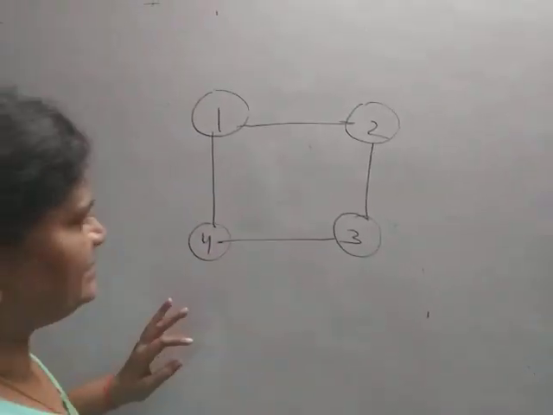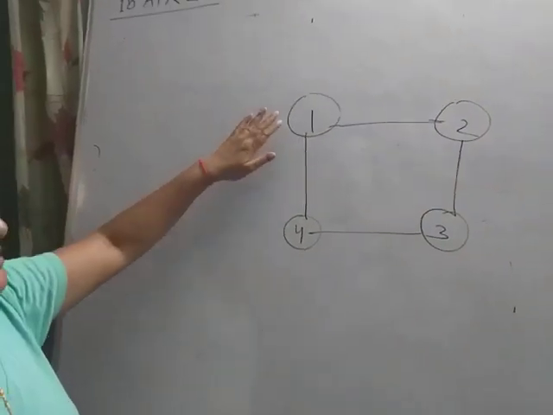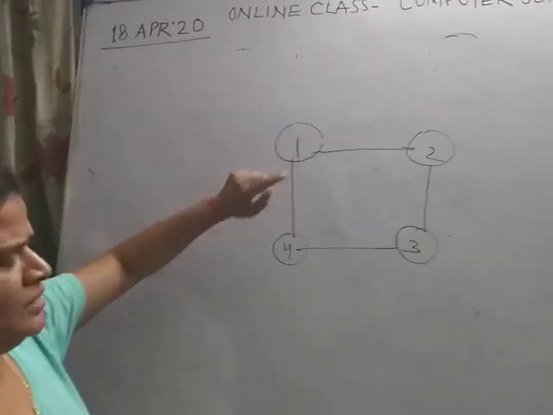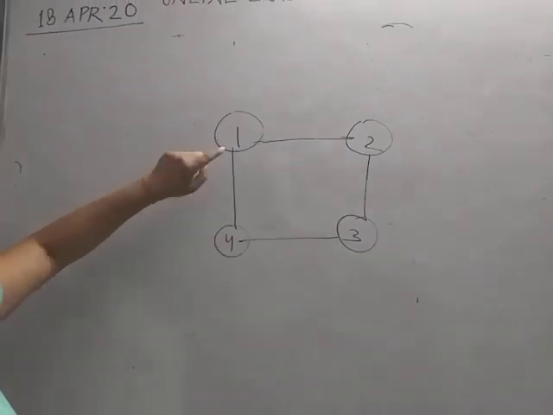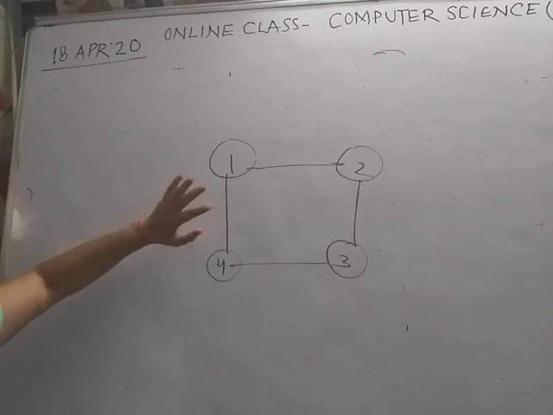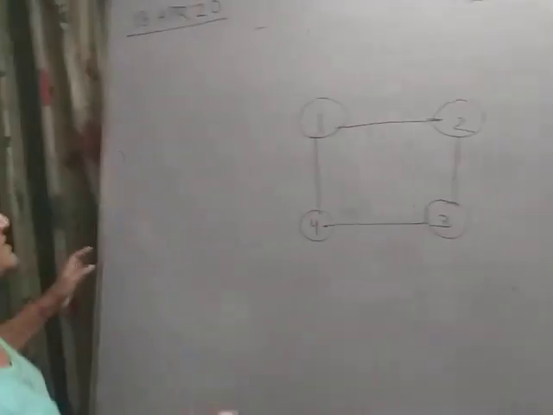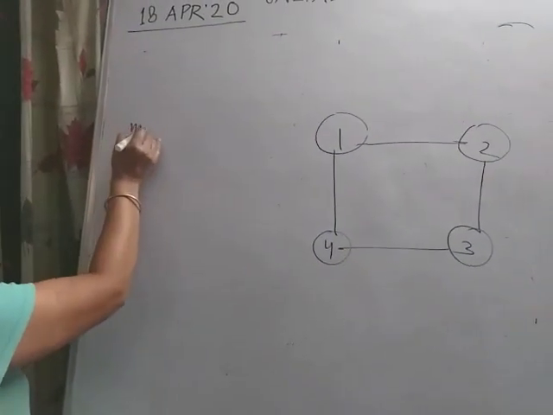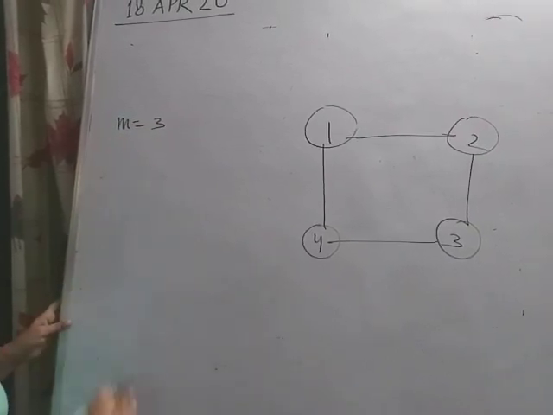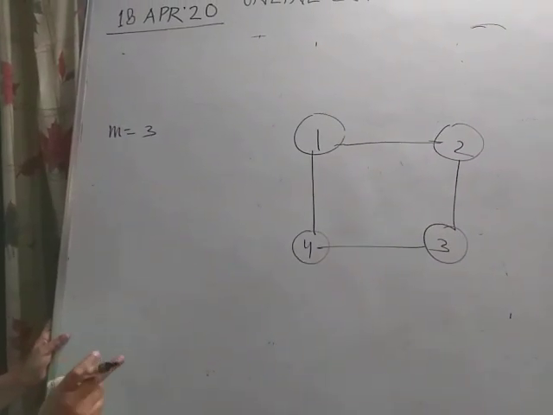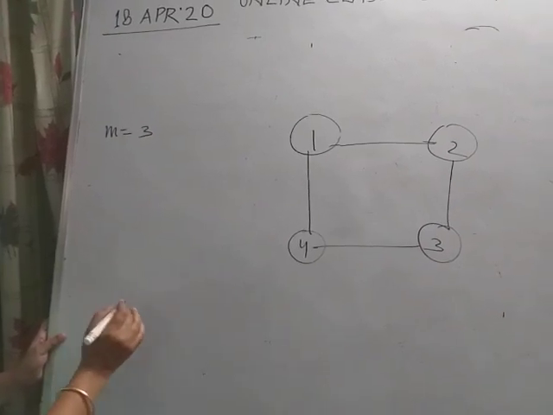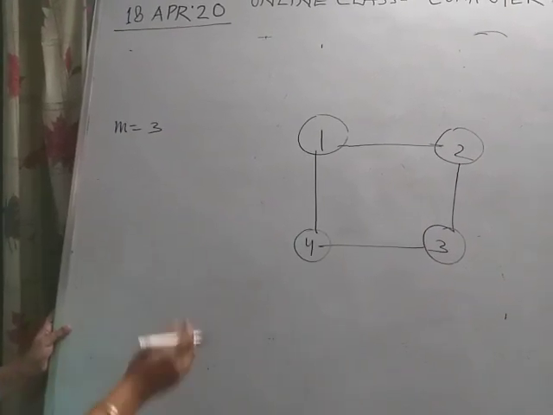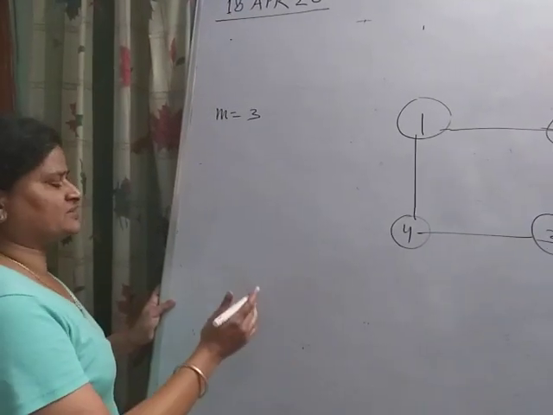Now we start coloring with the first vertex. Here the first vertex can be colored with any of M colors, and here I am taking M as 3. So we start by coloring the first vertex, and here we take one concept: we generate the color with the next possible values.